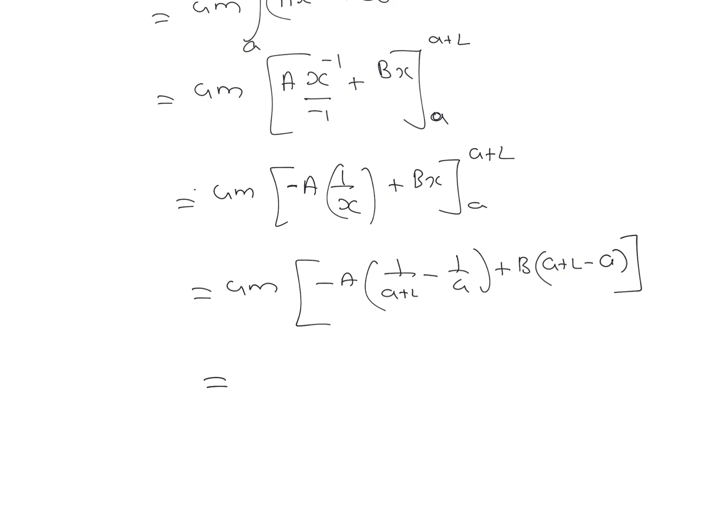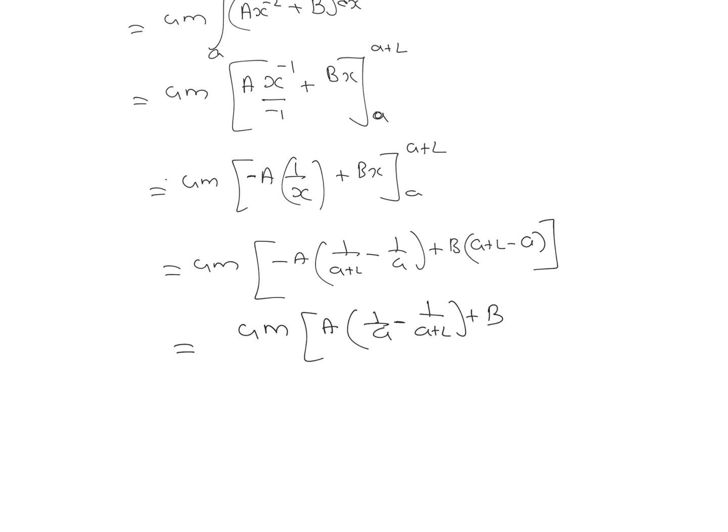So this is going to be G into M into, and this minus a we can write as plus a. So this is a into, reversing the terms, minus 1 divided by a plus L plus 1 by a. To convert the negative into positive, we multiply the negative inside, so it becomes minus 1 divided by a plus L, and plus 1 by a, plus the value of b into, where we can cancel the a and the minus a, so this is going to be b into L. So this is the value for the gravitational force of attraction.